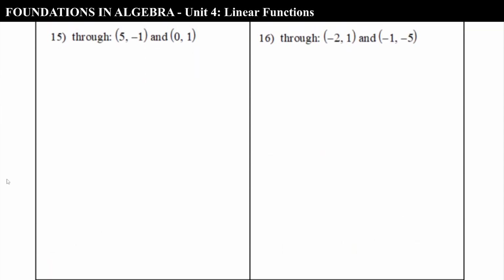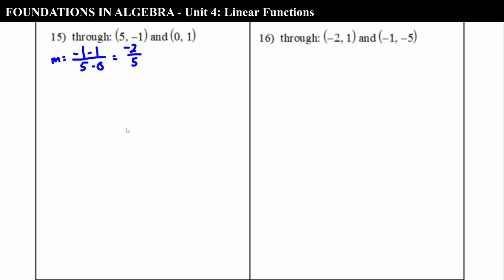For number 15, again, we've got to find our slope. So we've got negative 1 minus 1, our difference in our y's, over our difference of our x's. So that's negative 2 over 5. That's our slope. Nothing more we can do to simplify that.